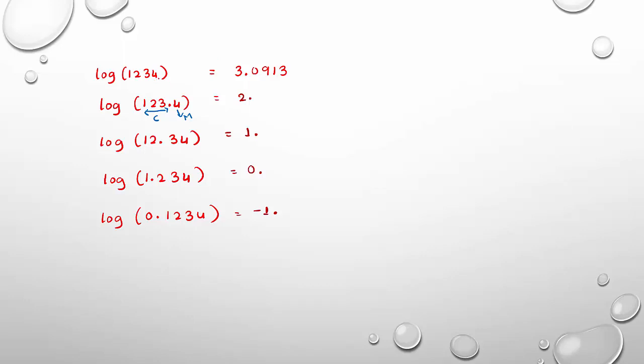If there are 4 digits, that means 1, 2, 3, 4. If there are no numbers after it, it indicates 1234.000 or 1234. 4 digits means characteristic will be 3. If there are 3 digits, characteristic will be 2. If there are 2 digits, characteristic will be 1. If there is 1 digit, then characteristic will be 0. If there is a 0 digit, then 0 minus 1 will be minus 1. So these all are the characteristics on the left side of the decimal point.